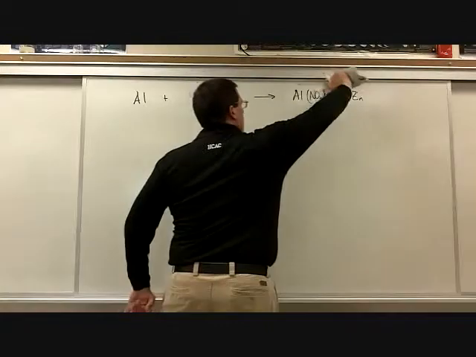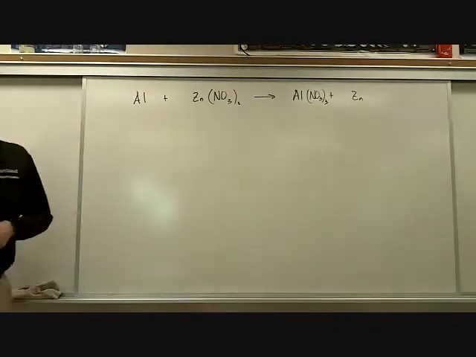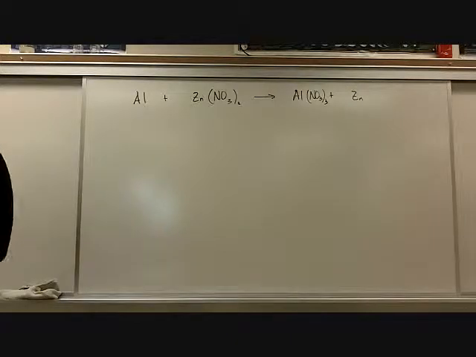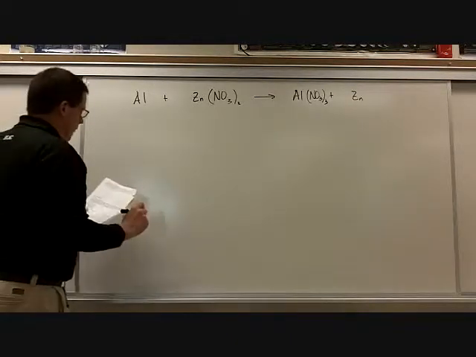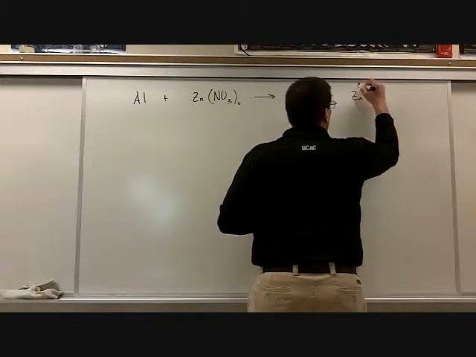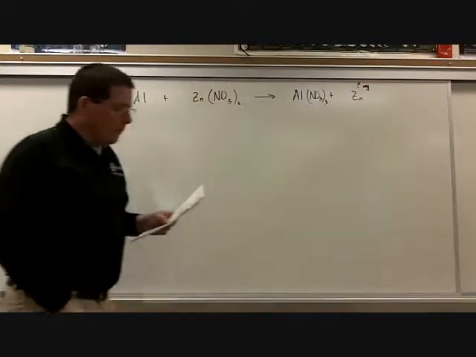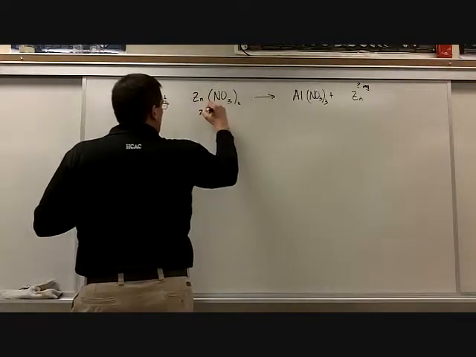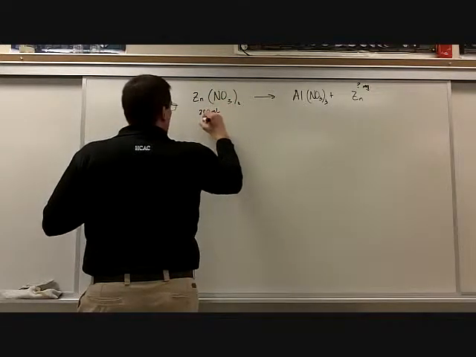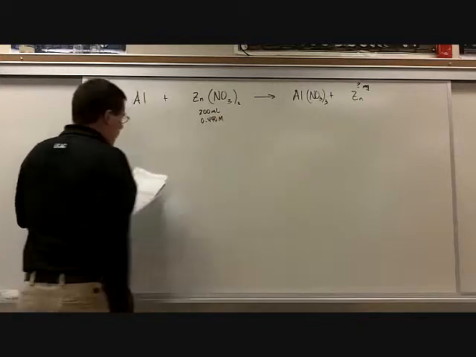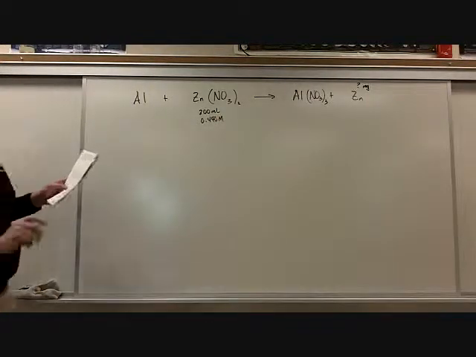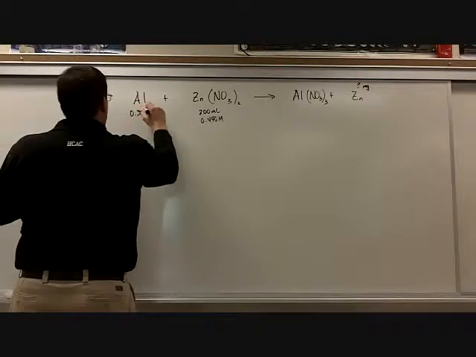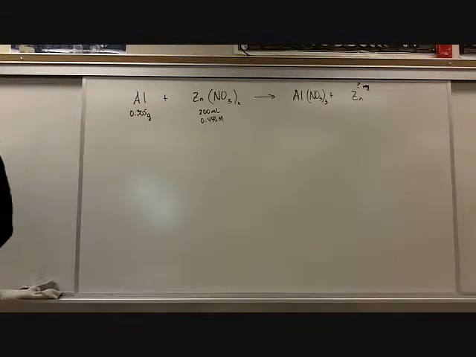So let's continue and read the problem. We haven't balanced it. We're not going to worry about that yet. Calculate the mass in milligrams of zinc produced in this reaction when 200 milliliters of a 0.44 molar zinc nitrate is reacted with 0.305 grams of aluminum. All right, so what we have here is a lot of information, don't we?